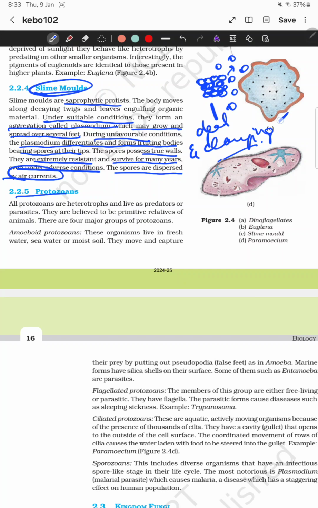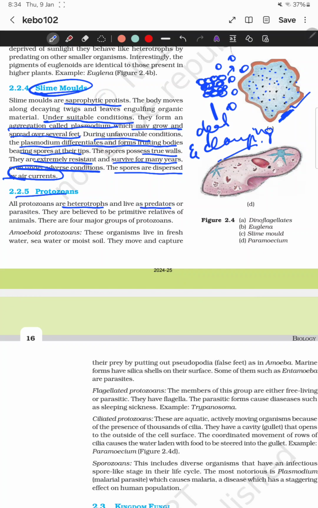In this video we can see the slime molds forming the spores, and these are dead and decaying organisms that come under the kingdom Protista. And the next one is protozoans. All protozoans are heterotrophs, which means they depend on other organisms for food and shelter.